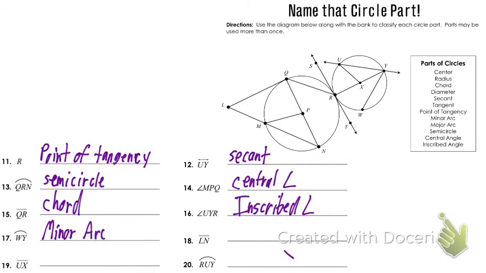18, segment L to N. We're going to pretend for this one that it's a line L to N. I'll go ahead and say that. Okay? Seth. Secant. 19, segment UX. Sierra. Radius. Yeah.